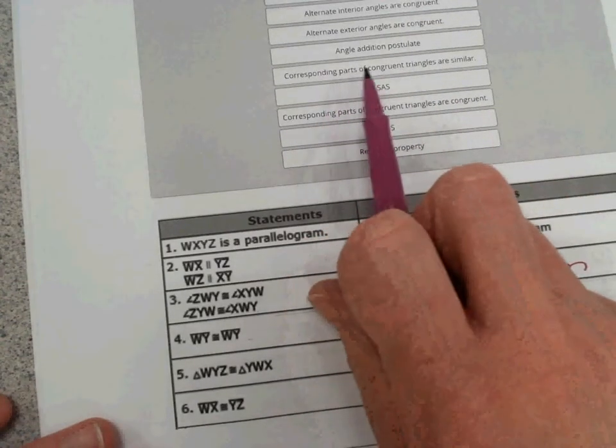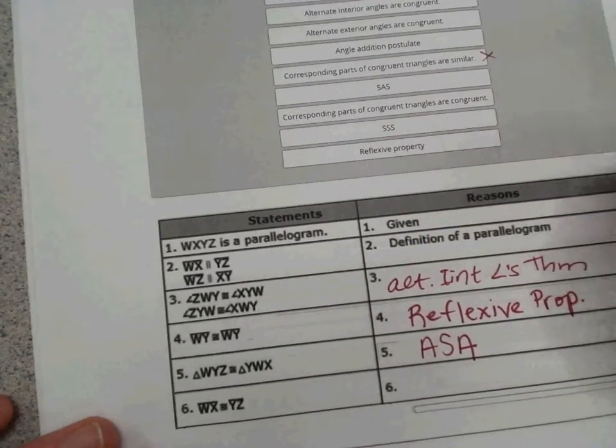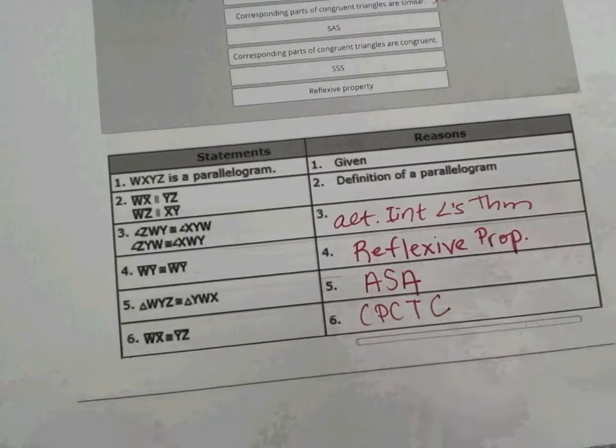Now this one will throw you. Corresponding parts of congruent triangles are similar. Don't get thrown off. Read carefully. So we also abbreviate that as CPCTC. And that is our proof of this parallelogram and corresponding parts being congruent.